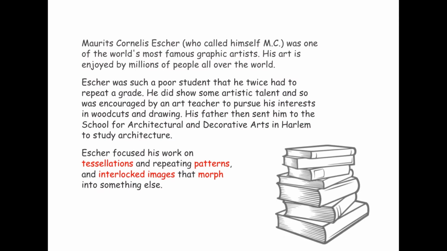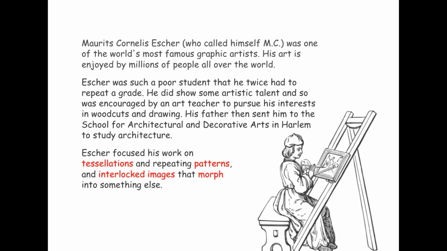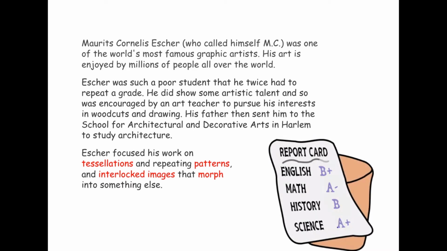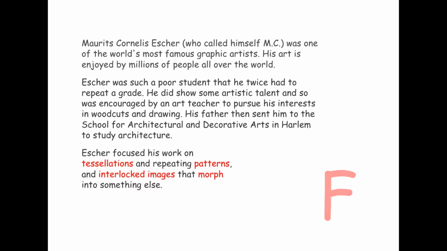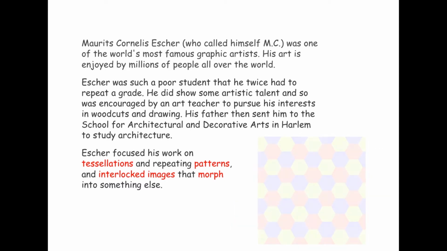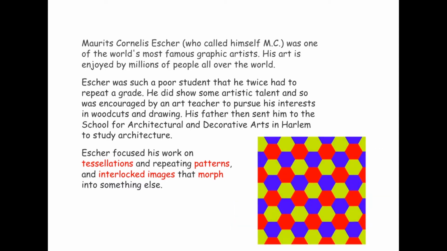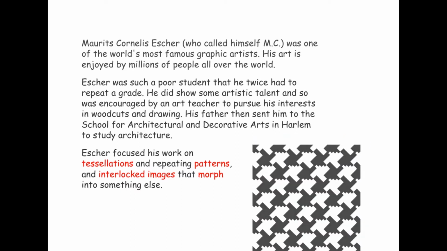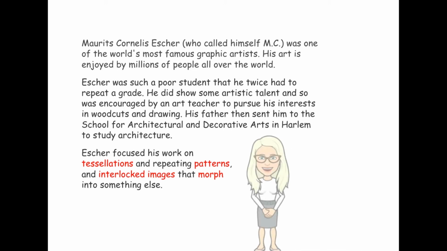Moritz Cornelius Escher, who called himself MC, was one of the world's most famous graphic artists. His art is enjoyed by millions of people all over the world. Escher was such a poor student that he twice had to repeat a grade. He did show some artistic talent, and so was encouraged by an art teacher to pursue his interests in woodcuts and drawing. His father then sent him to the School for Architectural and Decorative Arts in Haarlem to study architecture. Escher focused his work on tessellations and repeating patterns and interlocked images that morph into something else.